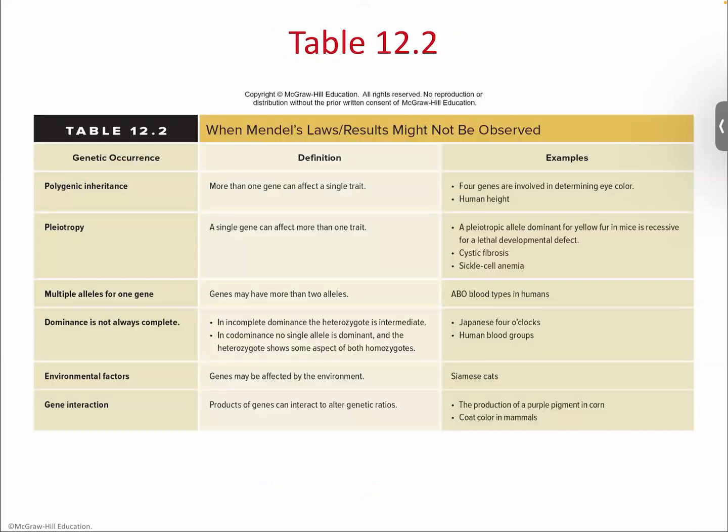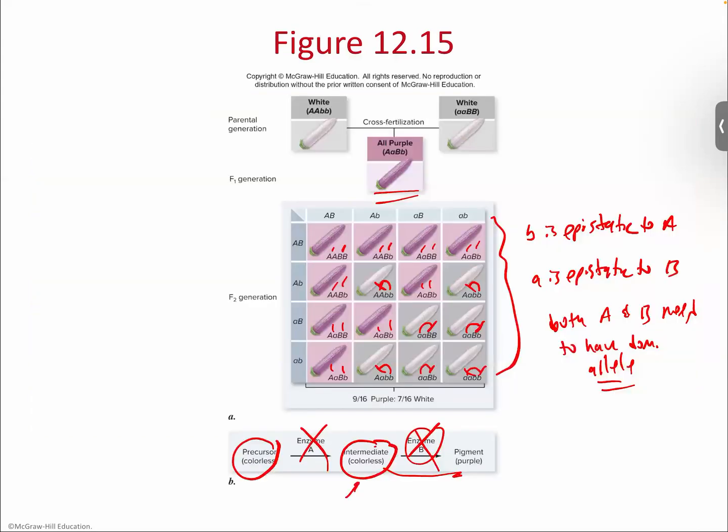Oh, the parentals? Yeah. If you change the parentals, that would change everything else. Yeah, because corn can sell.